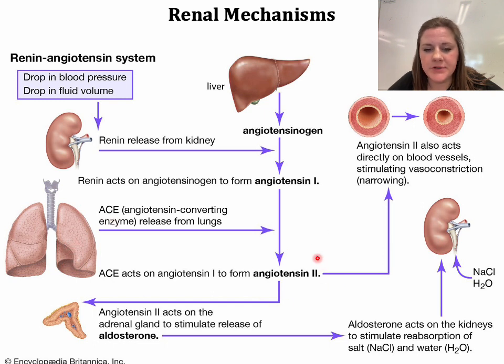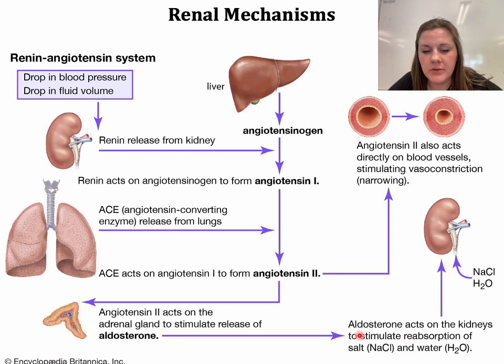That converts it into angiotensin 2. Angiotensin 2 is an extremely potent substance. It will directly cause vasoconstriction. So see at the top here, very potent in doing that. Immediately causes vasoconstriction, narrowing to help to increase the blood pressure. But what it also does is act on the adrenal gland and cause a release of aldosterone.